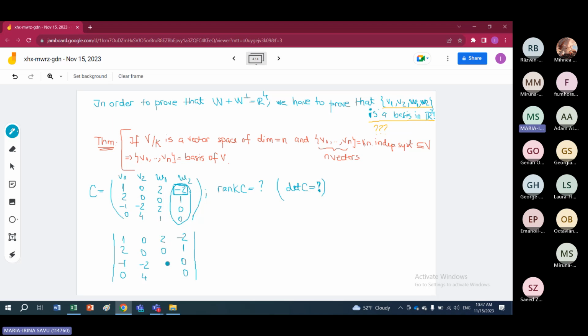So 2, 0, or 2 and 1. Okay, so take 0 here. So this is to use the first line, not the first column. I got the column wrong. It is just the first line and the second line. Okay, this was my idea: to add to line number 1 two times line number 2.